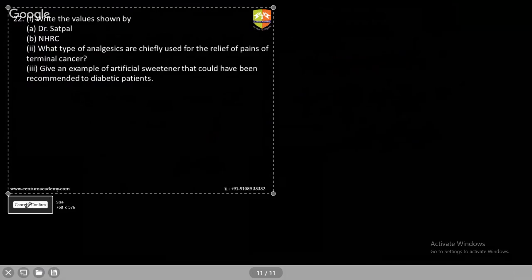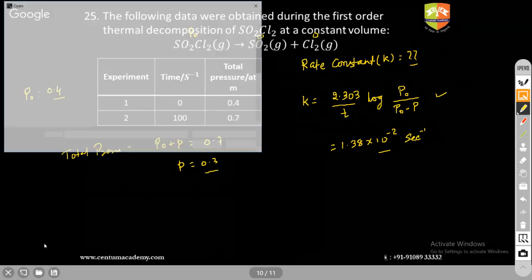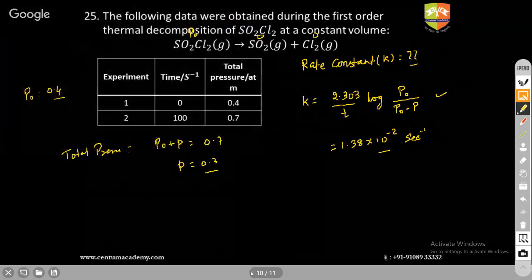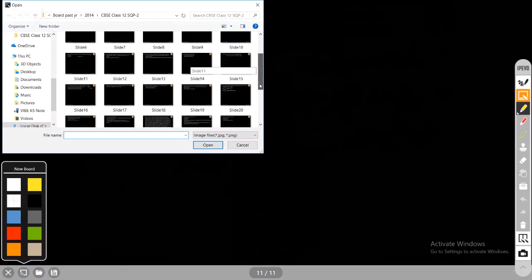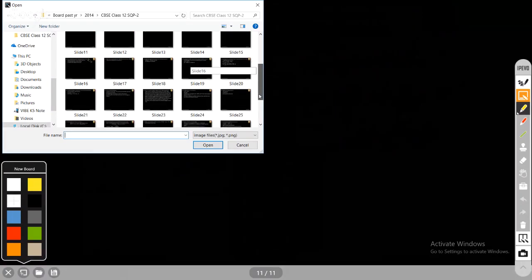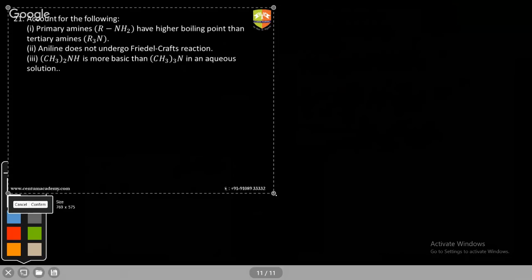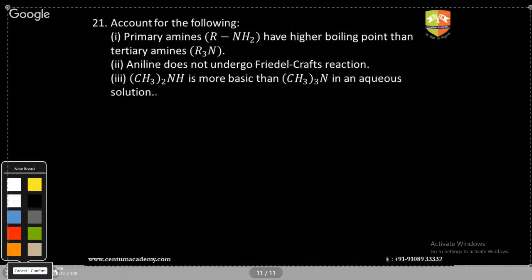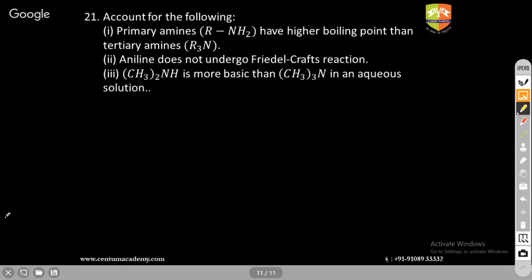Oh, this is the abstract question, I think. Okay. This one. Yes. Account for the following. Primary amines have higher boiling point than tertiary amines. Reason for this?